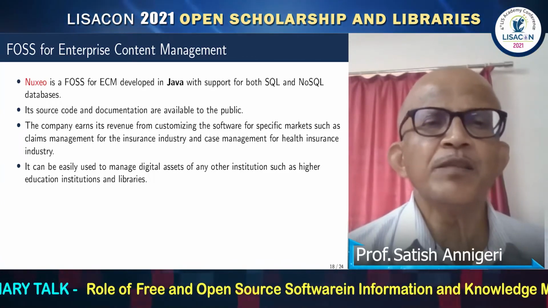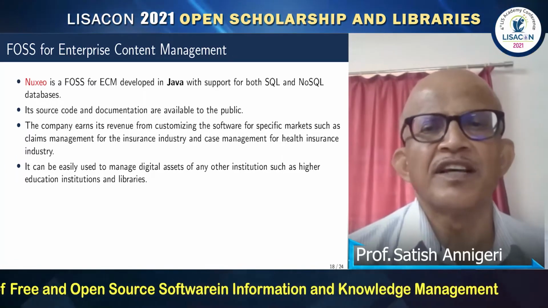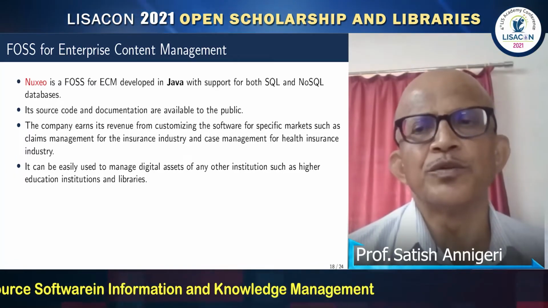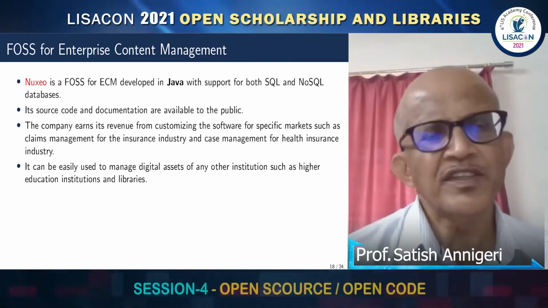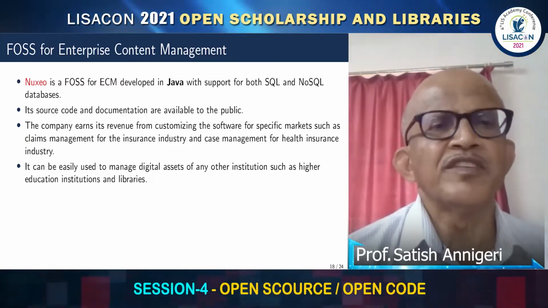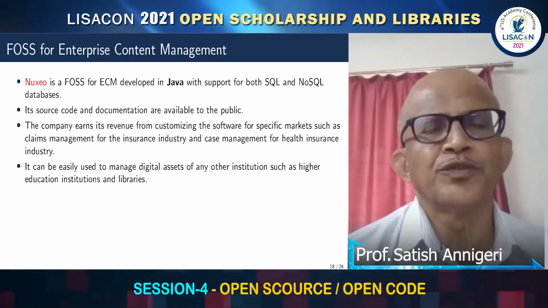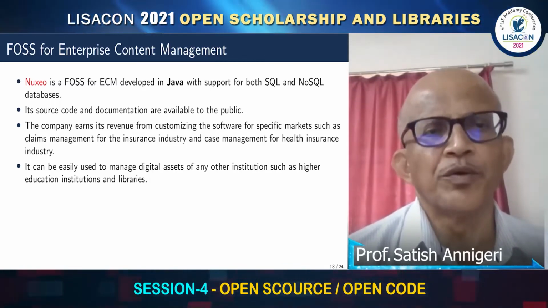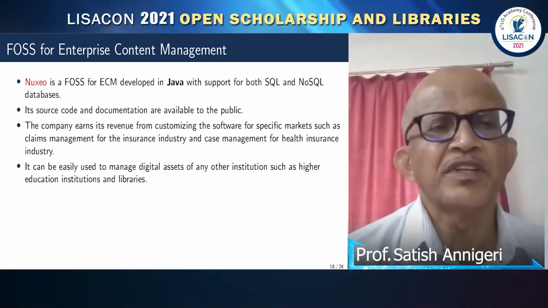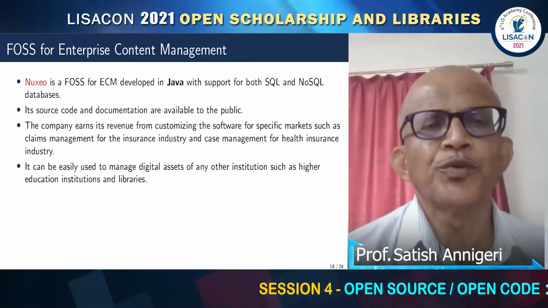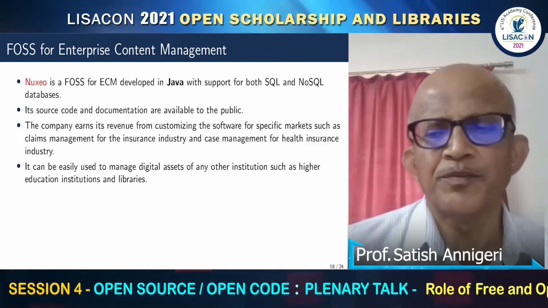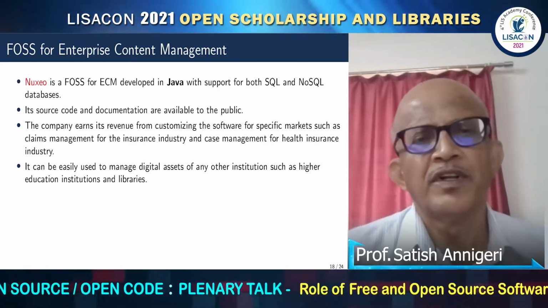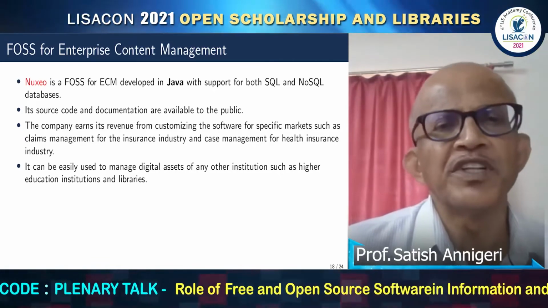However, it can easily be used to manage digital assets of any other institution, such as higher education institutions and libraries. So you can see that this company could have easily not disclosed the source code and earned its revenue. But this company decided that the source code shall be made available to others. So this is one aspect of free and open source software, which helps the community as a whole.